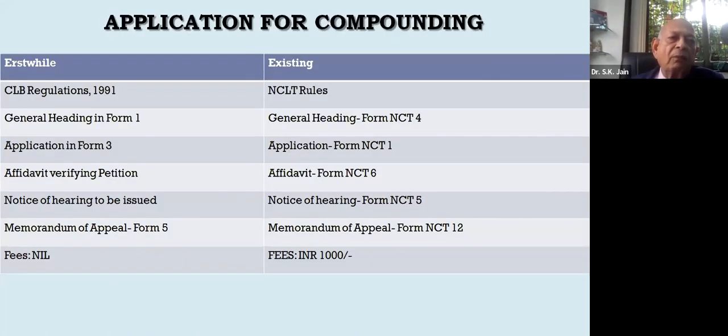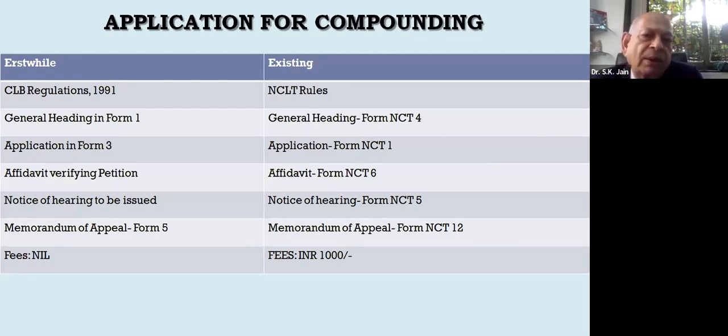Now, we see which provisions were applicable before the Companies Act 2013. Procedure was provided earlier under the Company Law Board Regulations 1991. Application was required to be filed in Form 3. Then it should be accompanied with an affidavit verifying the petition. Then notice of hearing was issued, the memorandum of appeal was filed in Form 5, and no fees were prescribed.